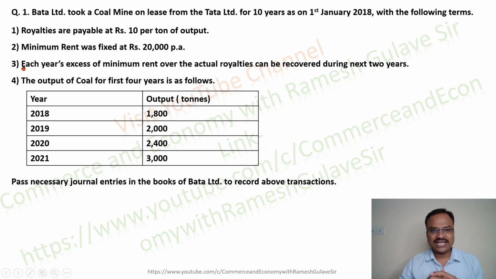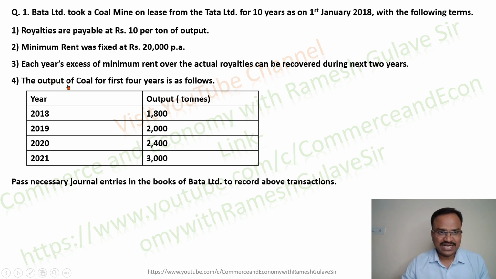Next, each year's excess of minimum rent over the actual royalties can be recovered during the next 2 years. So basically, third term is related to the short workings. If there are short workings in any year, that short workings can be recovered during next 2 years. Okay, so the question says that short workings can be recovered in next 2 years.